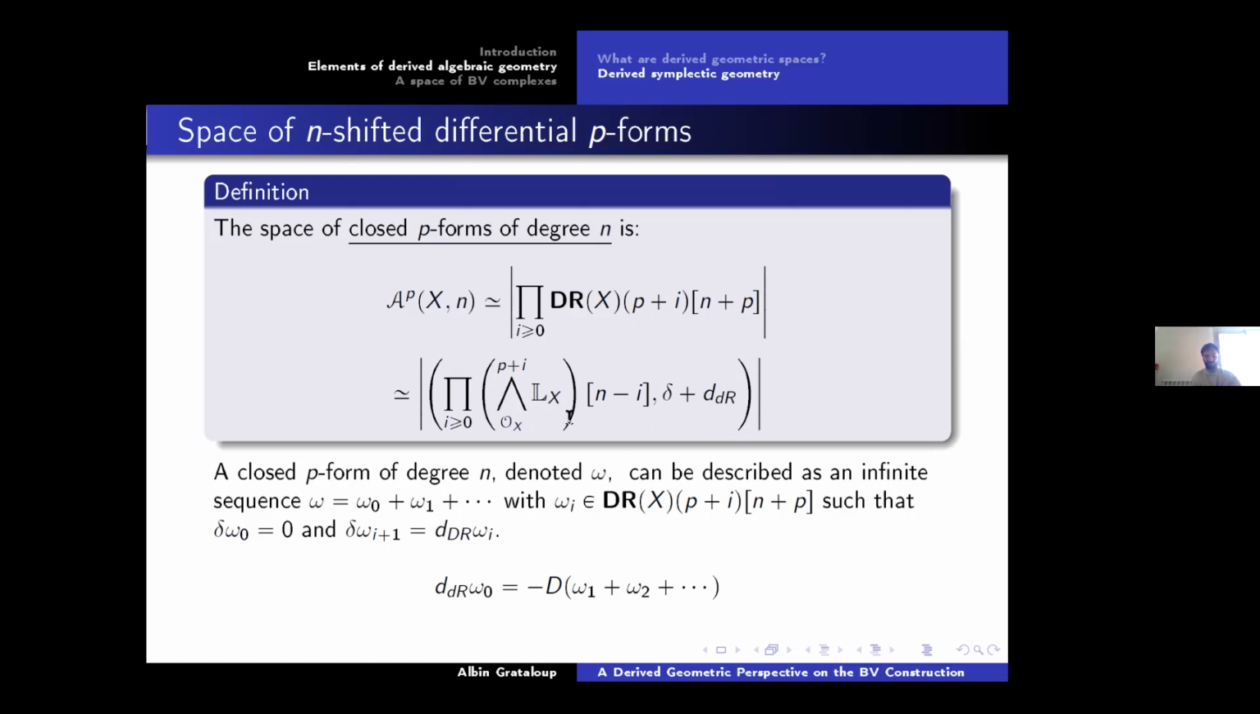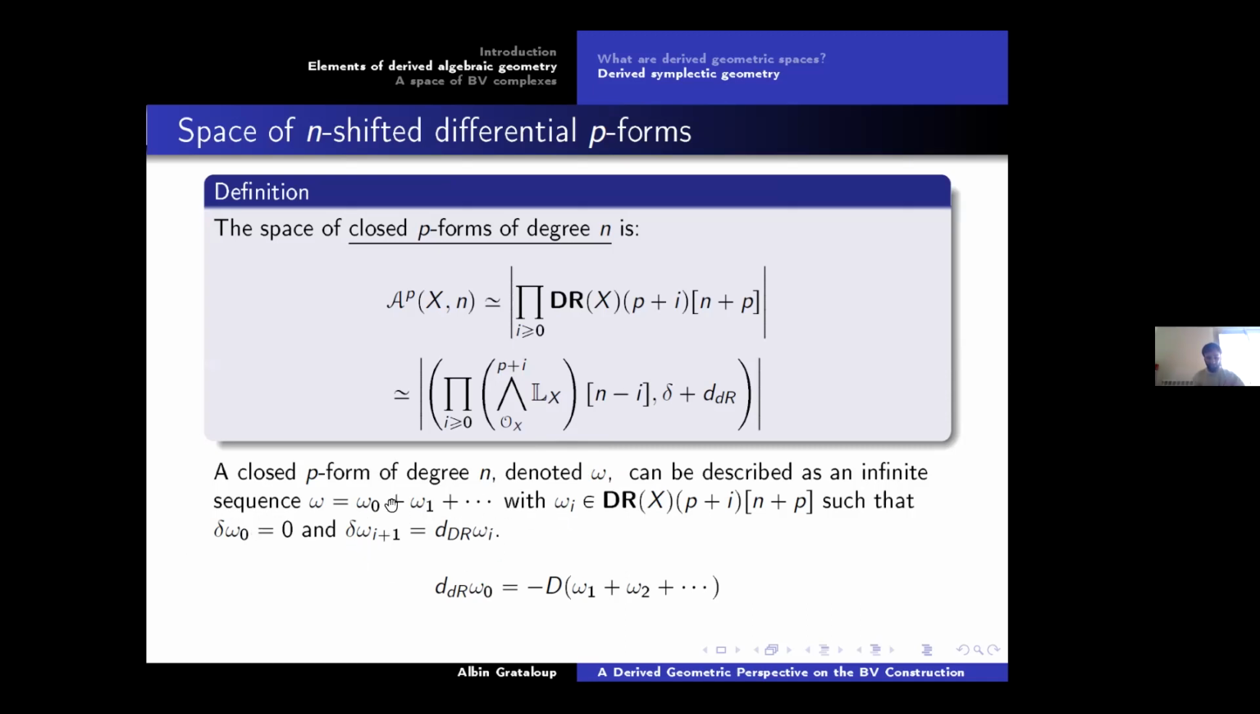So even if you don't necessarily understand this definition, a nice way of viewing it is that a point in this, a closed P-form of degree n, is given by some omega, which is the sum of omega 0, omega 1, and so on, with omega i being a P plus i form of degree n minus i, such that delta of omega 0 is 0. So omega 0 is actually going to be in the space of P-forms of degree n because of this condition that I mentioned before.